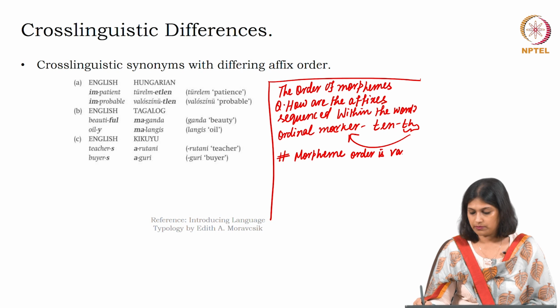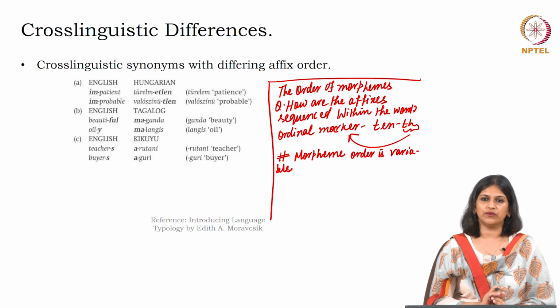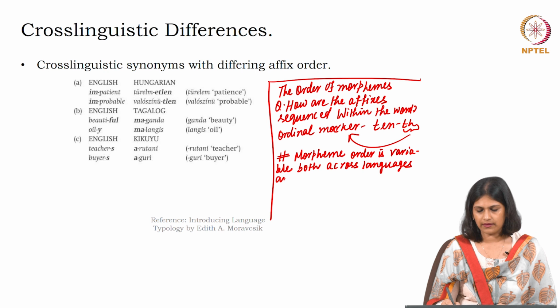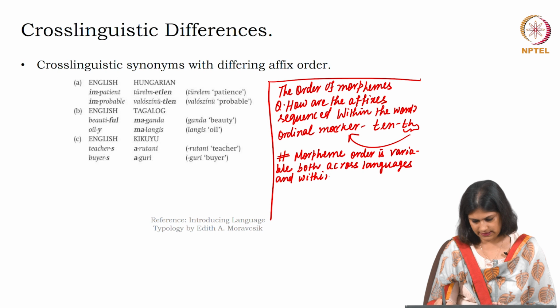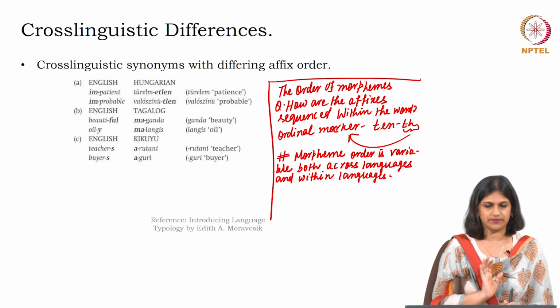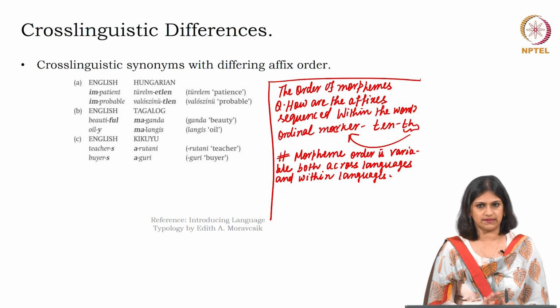So this variability is not found only across languages but also within languages. It is variable both across languages and within languages, okay, and within languages or language internally, you can say that. So this is what you need to remember. Look at the English example. Across languages the differences are highlighted, English versus Hungarian. In English it's prefix, in Hungarian it's suffix. But even within English we have both prefixes and suffixes.